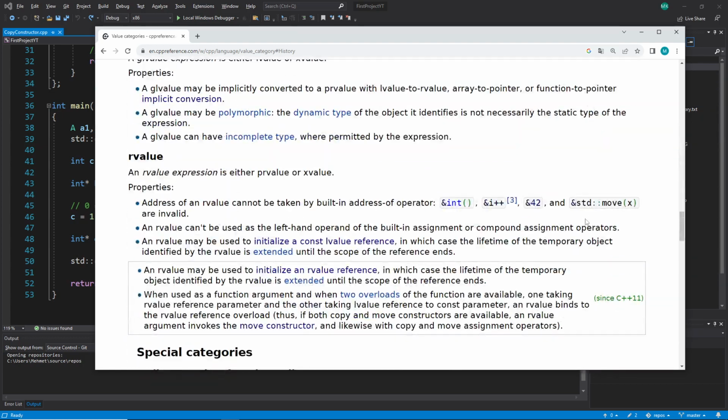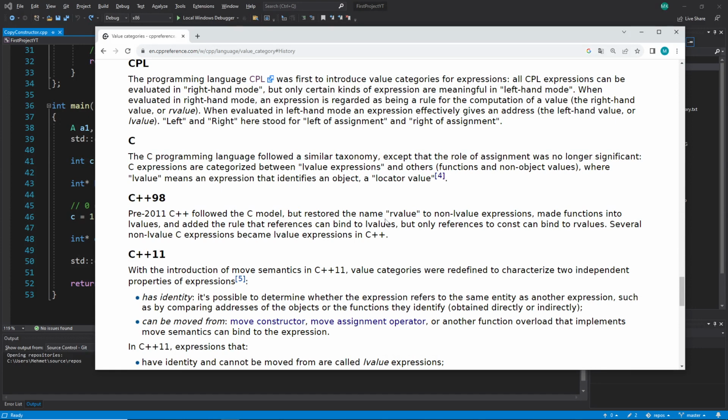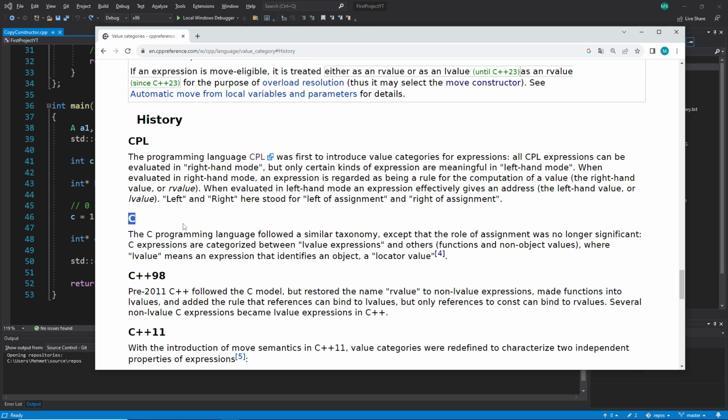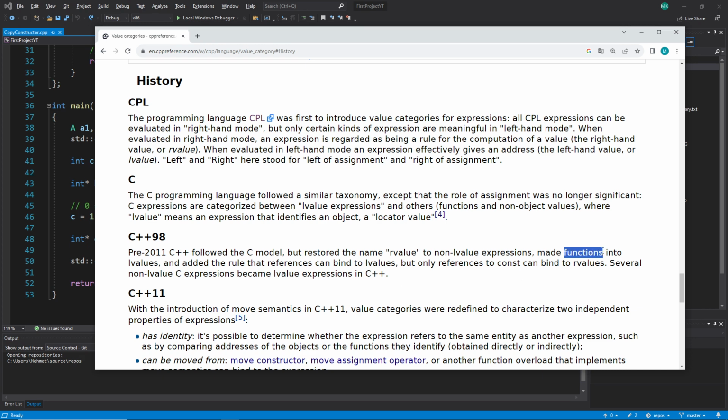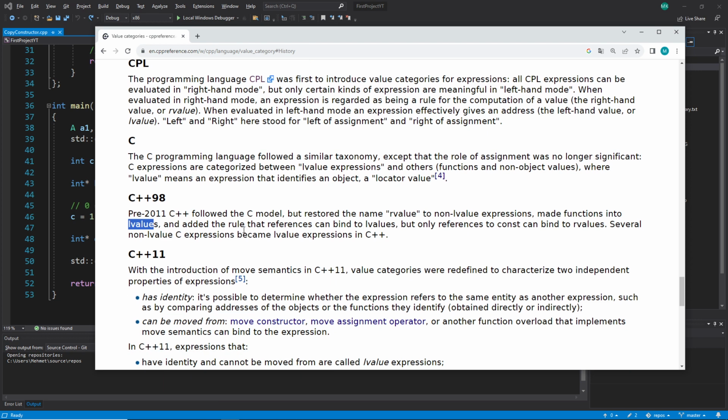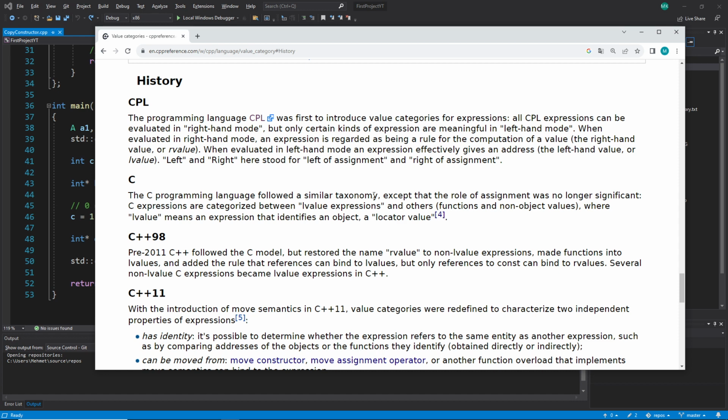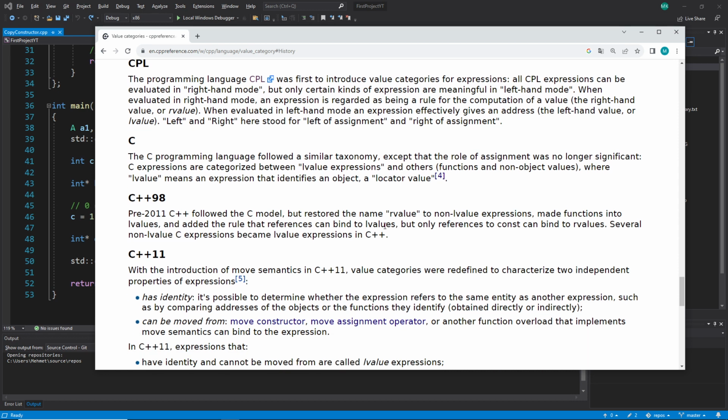Then let's read a little bit more. It says made functions into L values. So they made functions L values. What does that mean? Here you can see in C they had the functions in the category of others, and they are changing this. Now we have functions in the category of L values, and added the rule that references can bind to L values. In C you could not bind, but now you can bind a reference to L values, but only a reference to const can be bound to R values. That will be interesting later when we talk about binding R values and so on. But remember, they changed many things here, and several non-L value C expressions became L value expressions in C++.